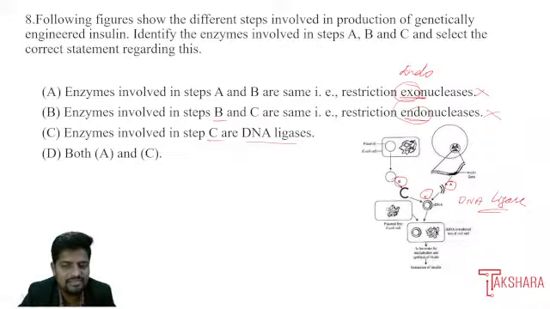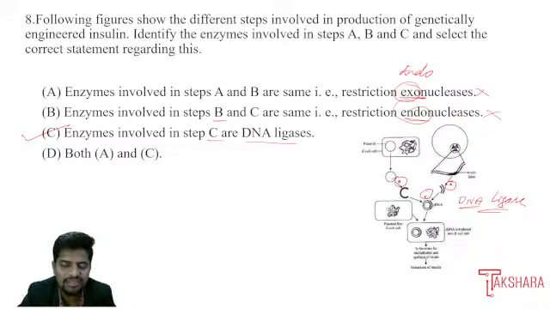Only they are given for C steps. The C step is indicated for the incorporation of the foreign DNA into the plasmid, so that it is ligated, and automatically DNA ligase is the correct option. Okay. And the next, both A and C are given, which is totally wrong. According to the diagrammatic representation, statement C will be the correct one.